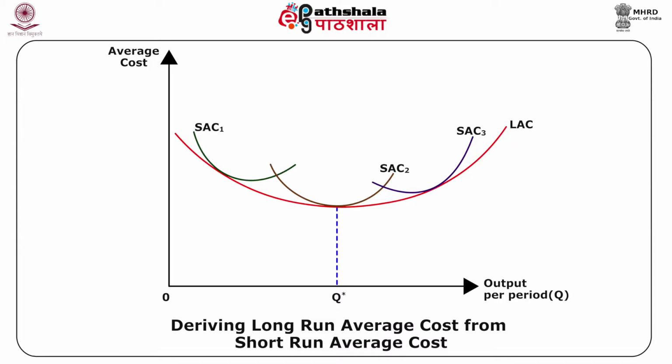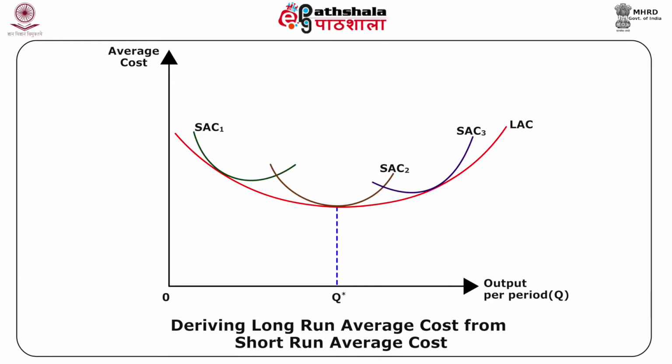That indicates the plant size and least cost of production for the corresponding output level. Hence, the LAC curve is also called an envelope curve because it encloses all the SAC curves. Figure 4 shows the derivation of long run average cost from short run average cost.